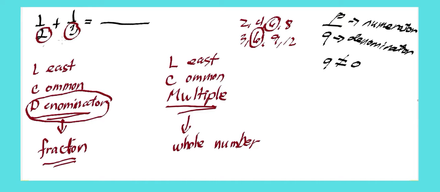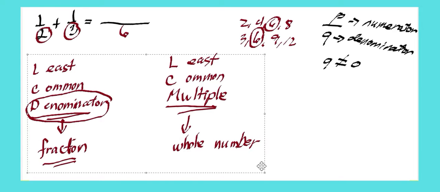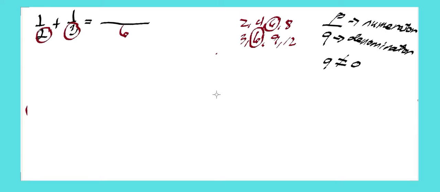Okay, 2 and 3. So what is the LCD of 2 and 3? The answer will be 6. All right? 6. Now, if you are going to rewrite that one, okay, let's rewrite it here. We got 1/2 equals, and the denominator is 6. Okay, and we got 1/3 here, and the denominator is 6 also. Okay, because that is their LCD.